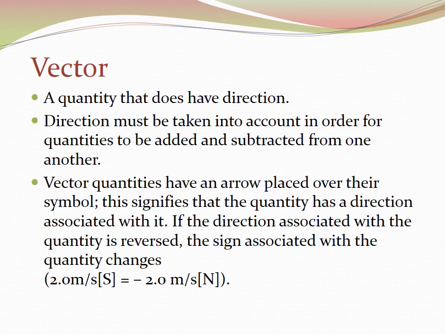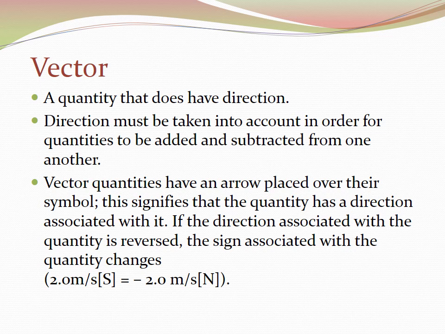Vector is a quantity that does have direction. Directions must be taken into account in order for quantities to be added and subtracted from one another. Vector quantities have an arrow placed over their symbol. This signifies that the quantity has a direction associated with it. If the direction associated with the quantity is reversed, the sign associated with the quantity changes. For example, 2.0 meters per second south is equal to negative 2.0 meters per second north.